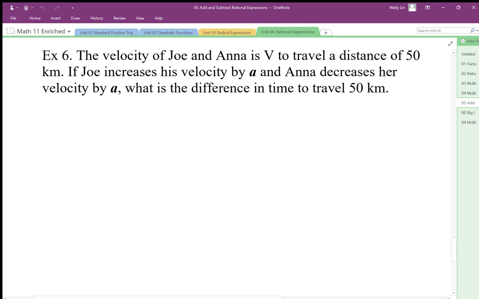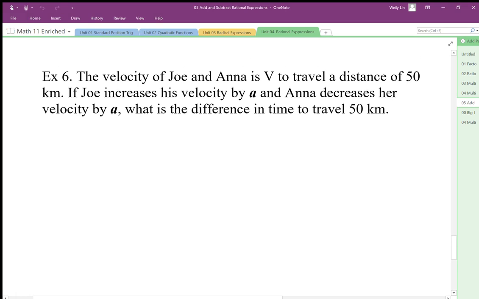So it says here the velocity of Joe and Anna is v, and they travel a distance of 50 kilometers. If Joe increases the velocity by a and Anna decreases her velocity by a, what is the difference in the time to travel 50 kilometers?